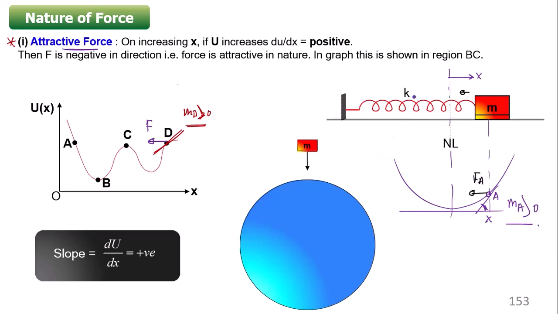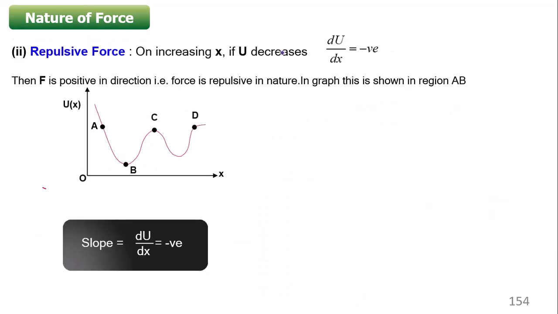Similarly, if I release a mass from a certain height, again mg is acting downward. So I observe that the particle is moving toward the earth surface. That means the block is being pulled by the earth. So again this force acting on the particle is basically a negative type of force, the attractive type of force. Okay. So in all situations, whenever I get the hint that the slope is positive, I can say the force is attractive.